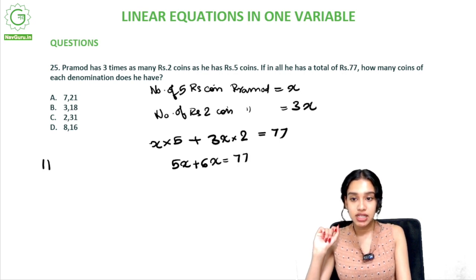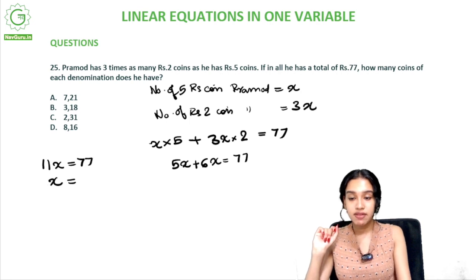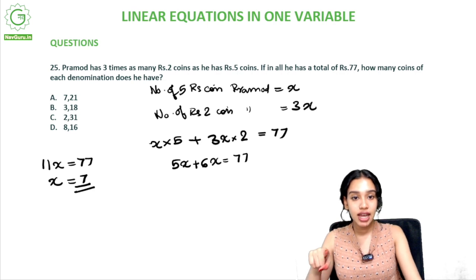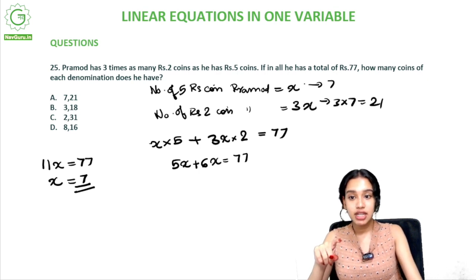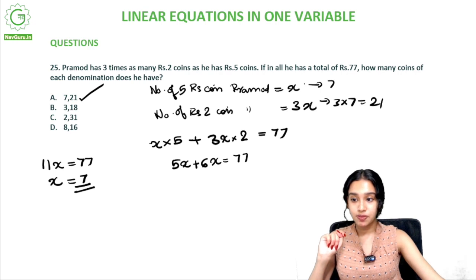6 plus 5 is 11. So 11x is equal to 77. x becomes 77 by 11, which is equal to 7. So the number of 5 rupee coins he has is 7. And what is the number of 2 rupee coins he has? 3 into 7, which becomes 21. So 7 and 21 is the correct answer.